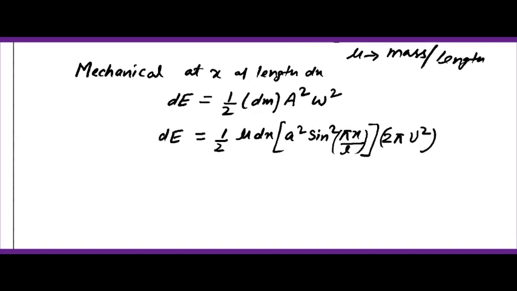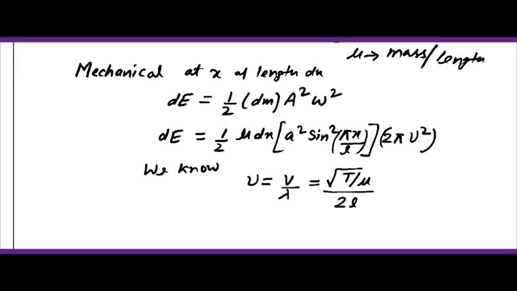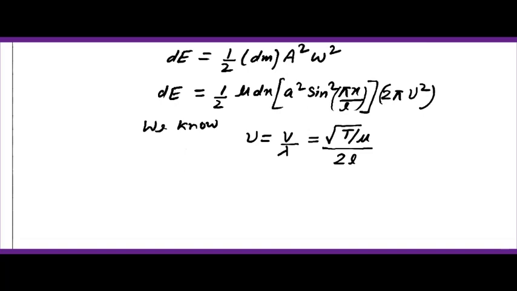Now we know there is a relation between nu and tension, that is nu is equal to v by lambda, where v is the velocity, and this velocity is the square root of the tension in the string divided by mass per unit length mu, divided by lambda, which is 2L. We require nu square here. The nu square will be T by mu upon 4L square. Now substitute this value in this equation.